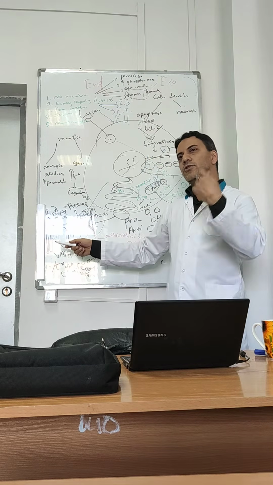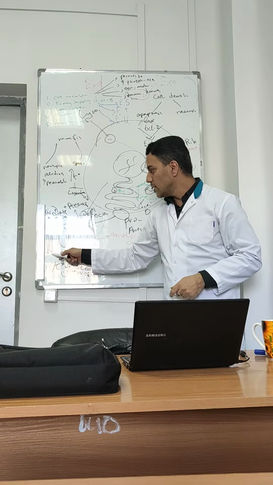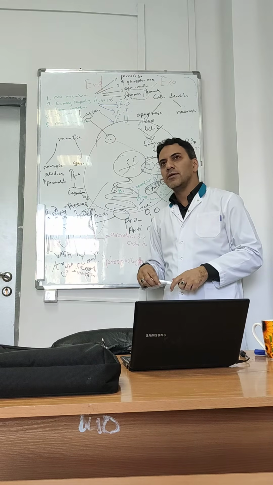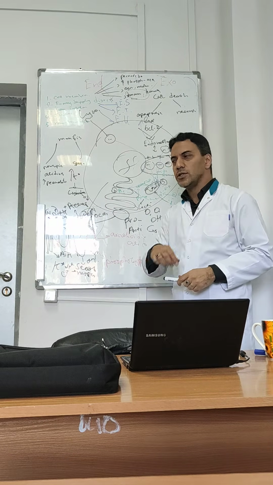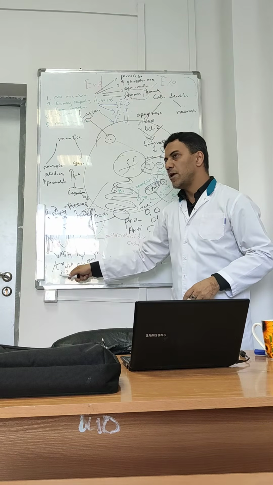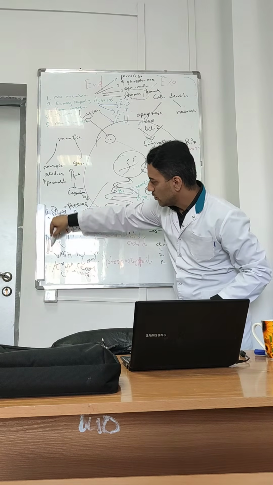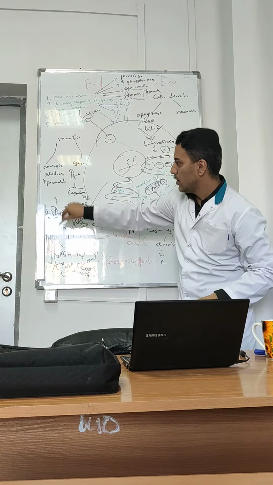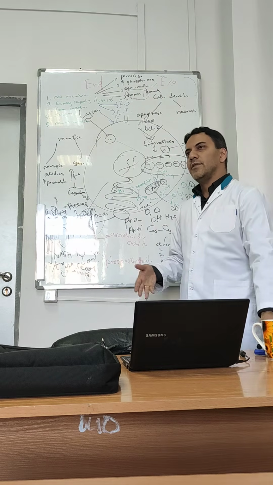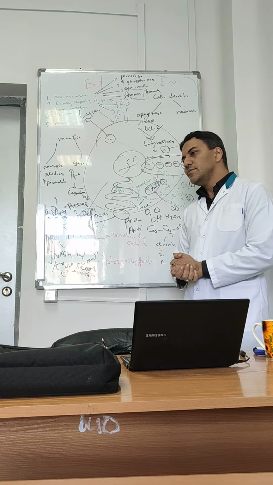And the third consequence is ion imbalance. Why? Because, as I said at the start, ion channels work with energy. They use energy to keep the concentrations. So with no energy, the ion pumps will not work. So calcium and sodium will go inside the cell, and potassium will go outside. These are the consequences of damaged energy supply.